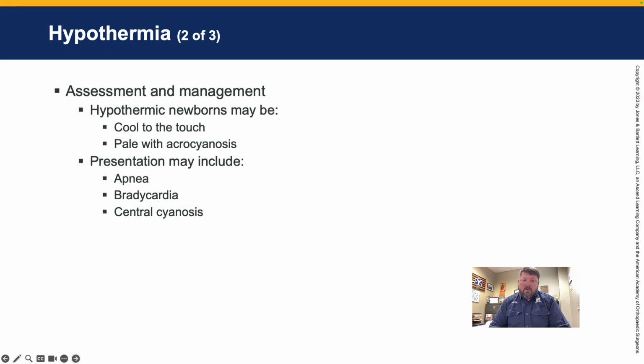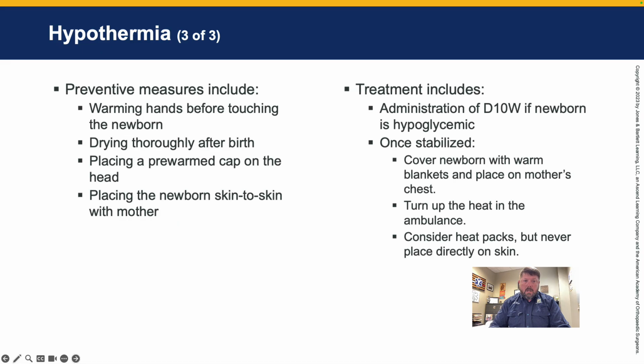Hypothermic newborns may be cool to the touch and pale with acrocyanosis, and they may also present with a handful of symptoms including apnea, bradycardia, and central cyanosis. Warming hands before touching the newborn is important, and making sure that the newborn is thoroughly dried after birth and putting a cap on the head. If the newborn's hypoglycemic, you may give D10W per local protocol. And once stabilized, cover them and keep them warm in transport.